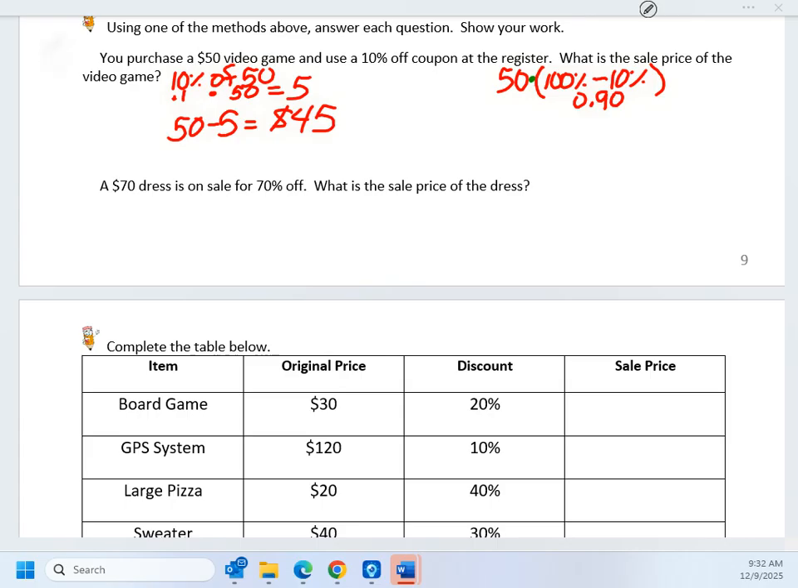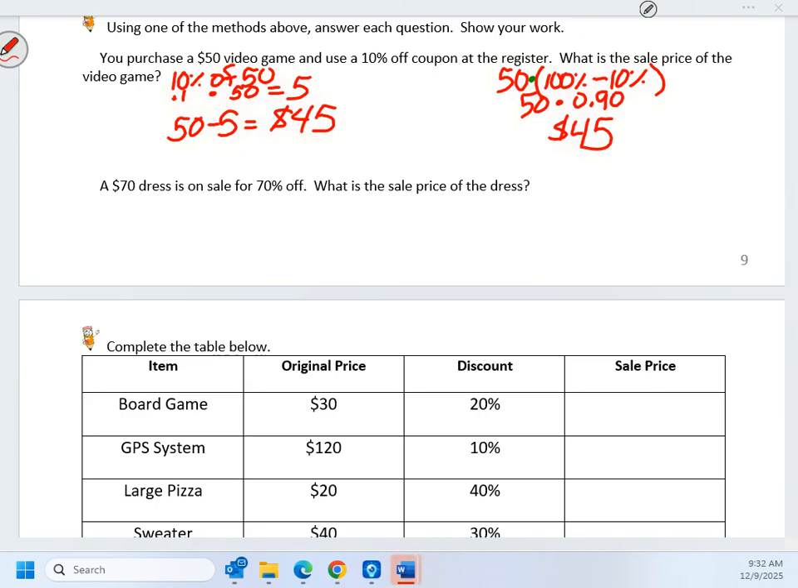Okay. So here we know 50 times... So what is 50 times 0.90? Vinny? 45. Same answer. A $70 dress is on sale for 70%, oops, 70% off, that's a lot off. What is the sale price of the dress?